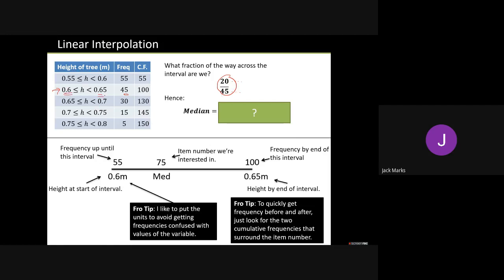So it's like 20/45, so a little bit less than half. It's like halfway through this group. And that's where this calculation is going to come from.